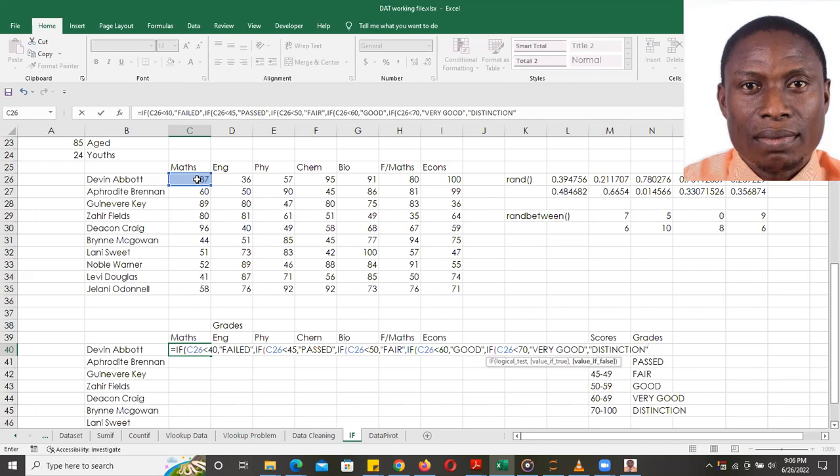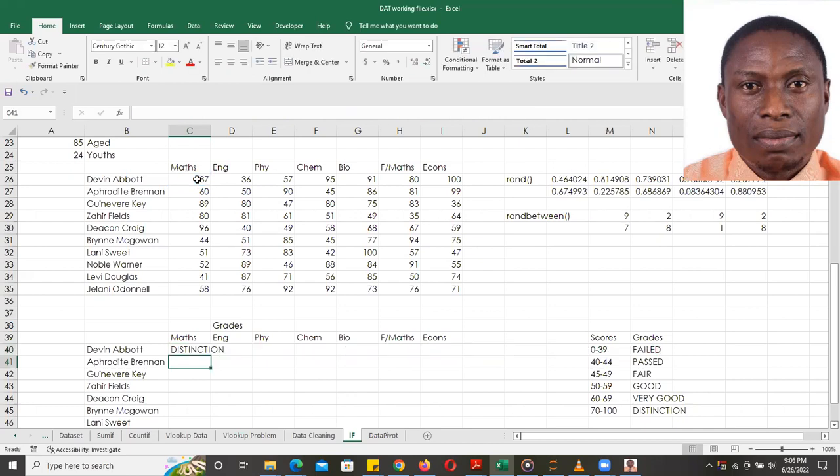Okay, so how many IF statements do we have? 1, 2, 3, 4, 5. So we have 5 opening brackets. Then we are going to have 5 closing brackets. If you have more than that, the same number of opening brackets that we have is the same number of closing brackets that we are going to have. So 1, 2, 3, 4, 5. Okay. Then look at it. If you check this value, what does this person have? 87 in maths, and 87 falls where? Between 70 and 100. That's this thing.